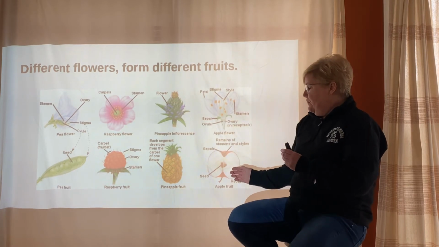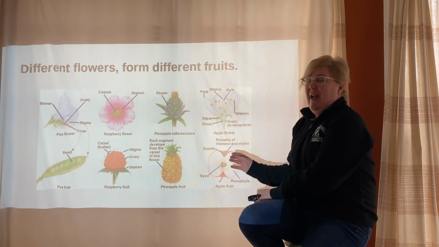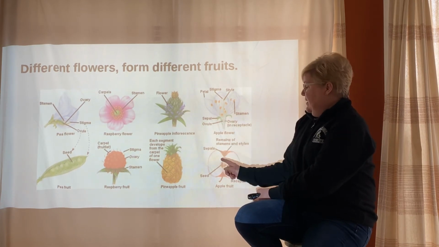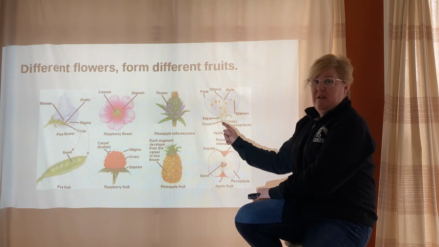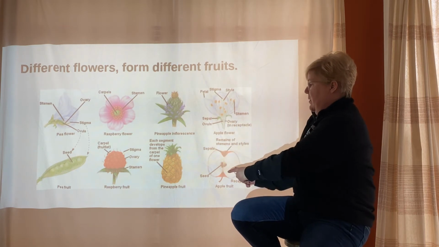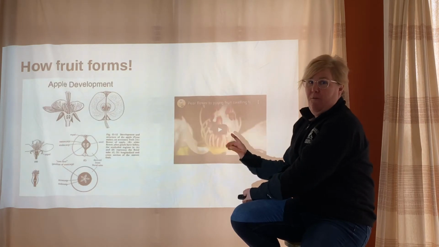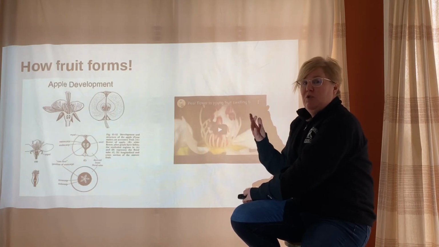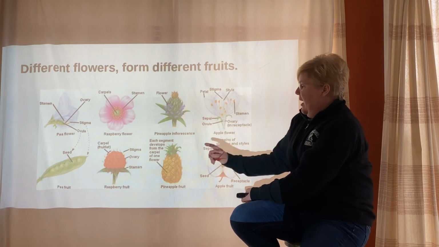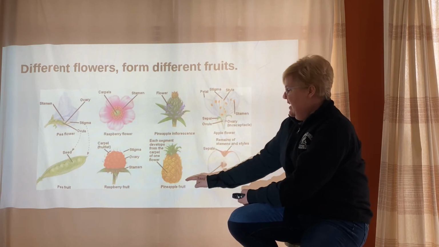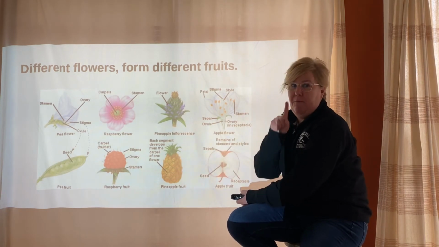Around here, we're really used to seeing apples, and the seeds of the apple formed from these ovules that were deep within that flower, and then the fruit formed around it. And this video of the pear forming is great to visualize how that happens. A pineapple is super cool and different. Each of these little pieces of the pineapple came from one flower.